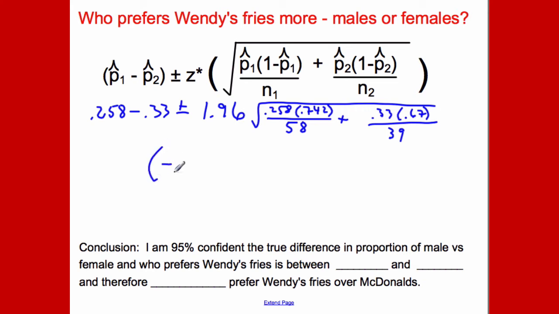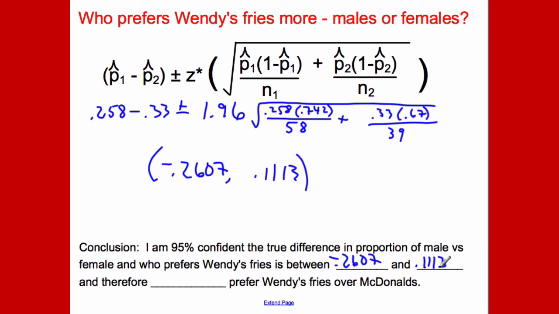What do we get? Negative 0.2607 and 0.11127 if you want it. That's a huge interval. But it's the interval we found. In conclusion, I am 95% confident that the true difference in proportion of males versus females who prefer Wendy's fries is between negative 0.2607 and 0.1113. And therefore what?